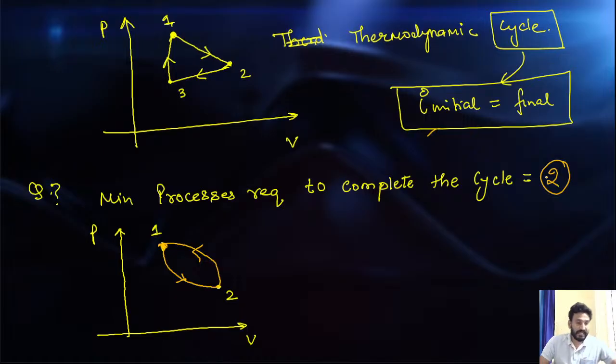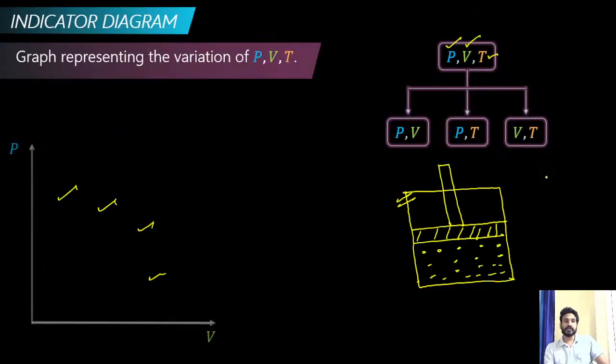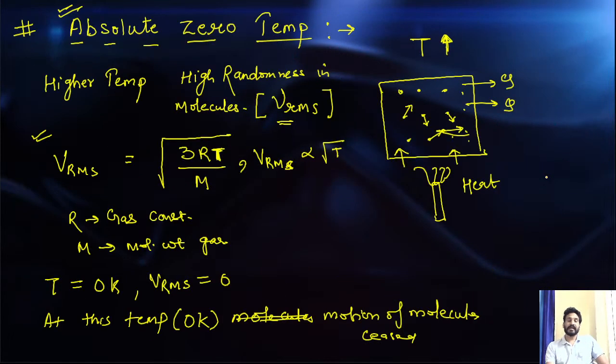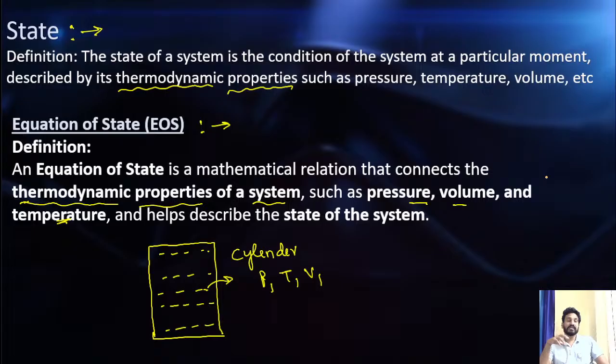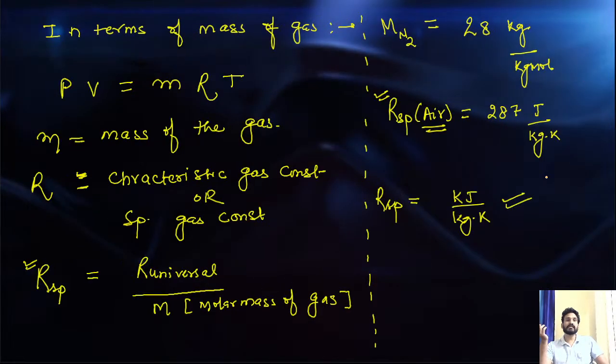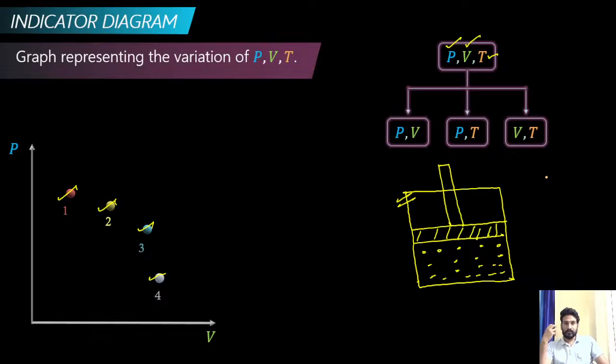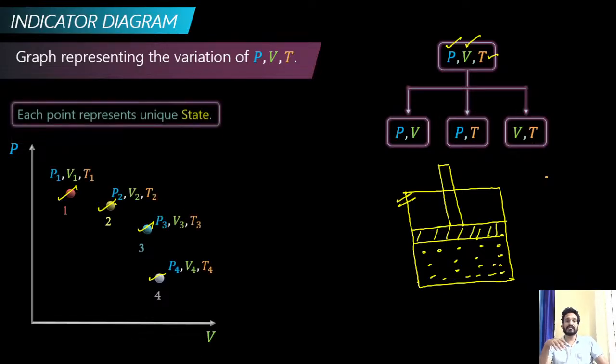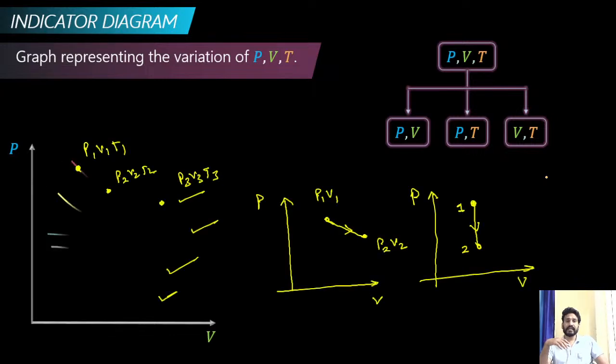Okay, so this is it from my side for today's class, guys, and I hope that you enjoyed the class. We have completed the 4 lectures, so please revise from the initial page and let me know if you have any difficulty understanding anything. Today we discussed the absolute zero temperature, the triple point, the state, the equation of state, the processes, and the cycles.